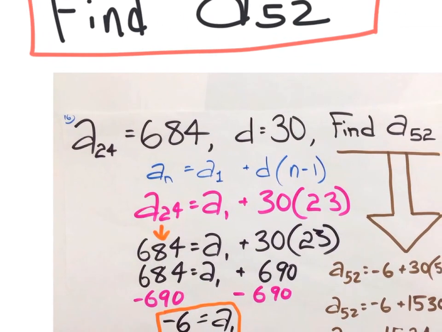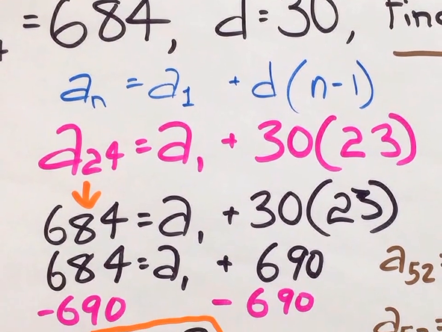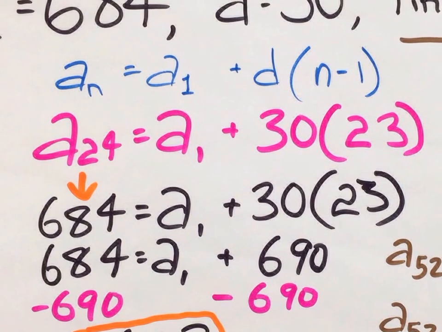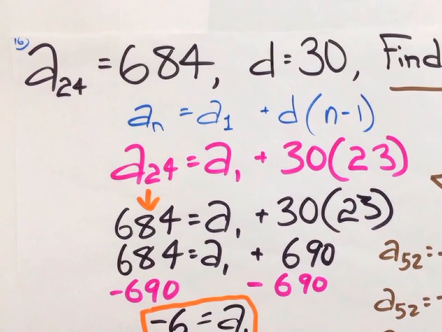Let's jump in. So again, we know this information right here, and we know this explicit equation formula. We're going to be using this in virtually every problem as we explore arithmetic sequences. So what we're going to do is change a sub n to a sub 24 equals a sub 1 plus 30. We're simply plugging in these numbers, and it's going to be 30 times 23. Why 23? Because it's n minus 1.